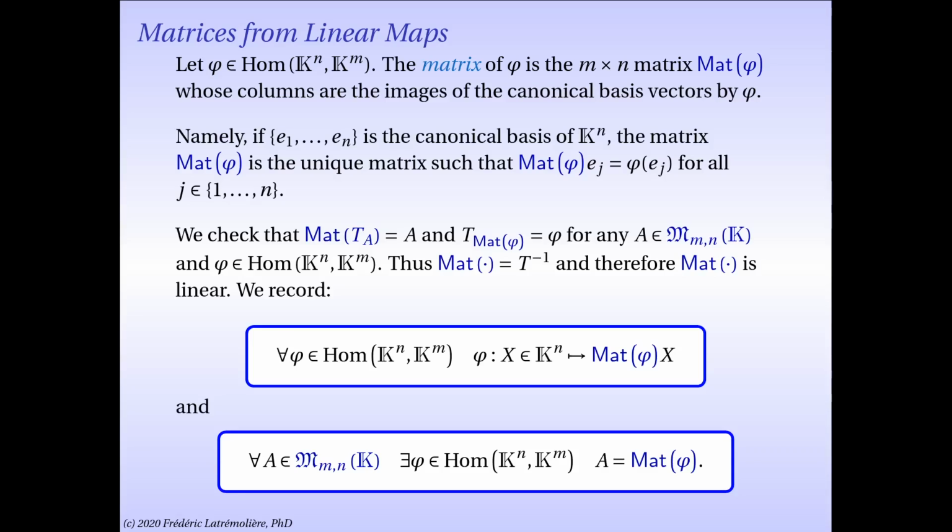First, if phi is a linear map from k^n to k^m, then phi is actually the function which multiplies a vector in k^n by the matrix of phi. Second, if A is an m by n matrix, then A is indeed the matrix of some linear map phi. In fact, phi equals T sub A.